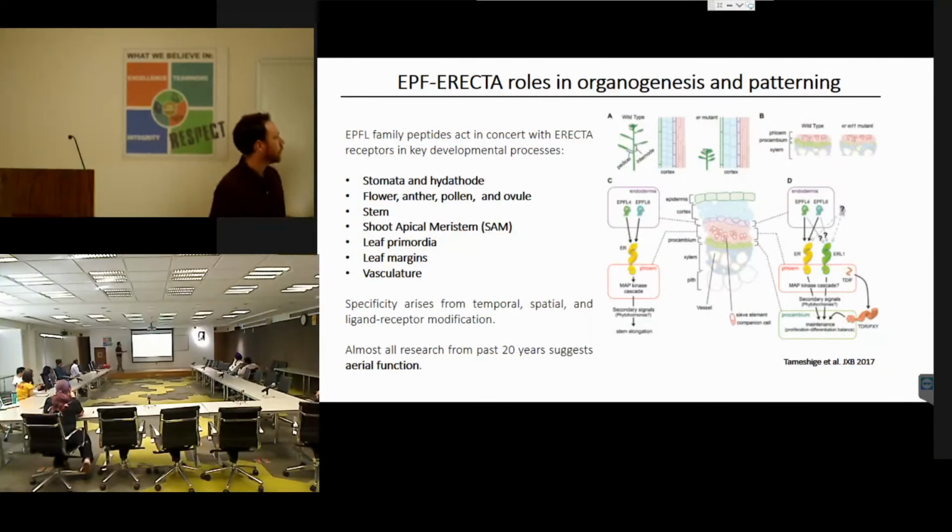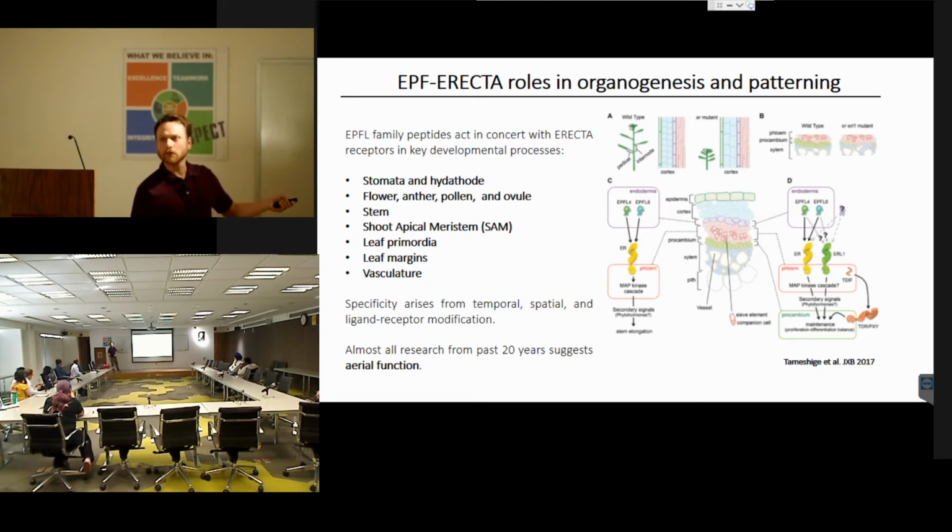Maybe I can't find it now. Here we are. So yeah, flower, anther, pollen, ovule. It's all there. Yeah, and it's not just stomatal development. It's also cambium differentiation and vasculature. Okay, thank you.